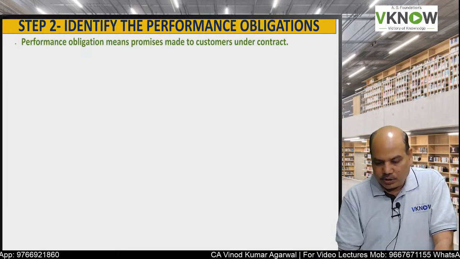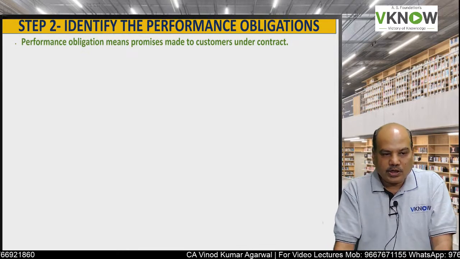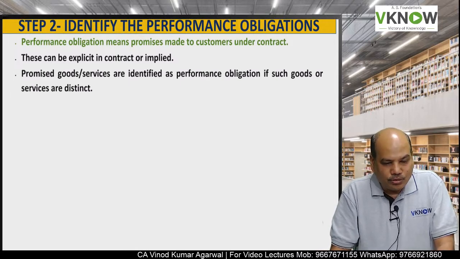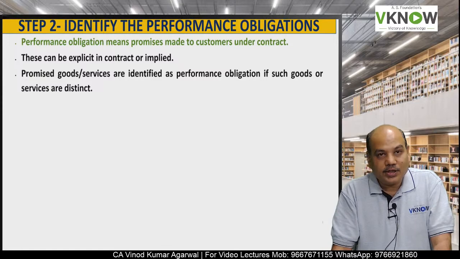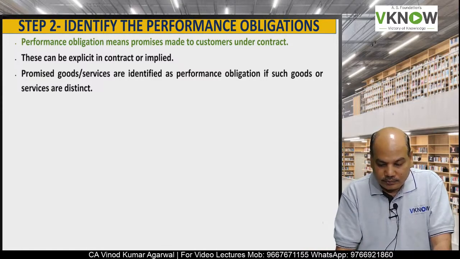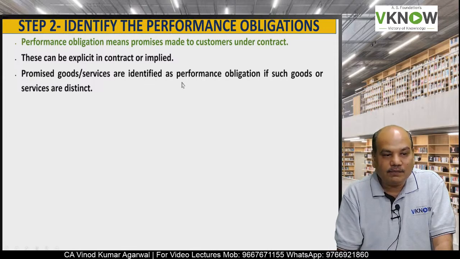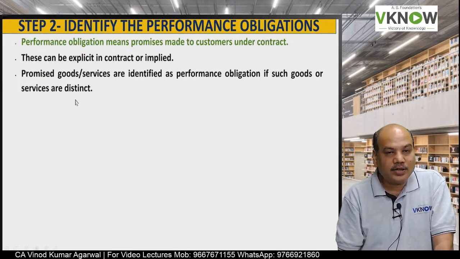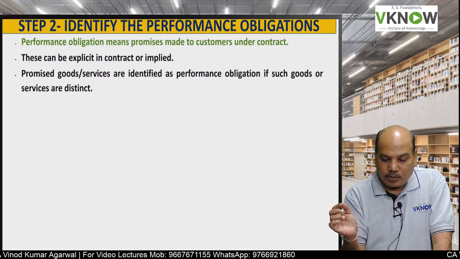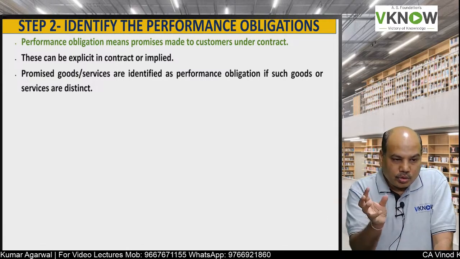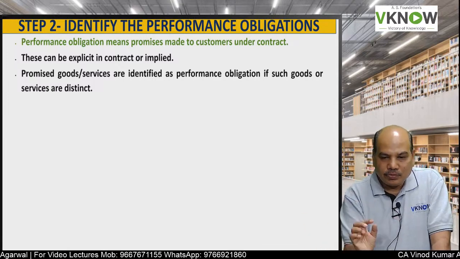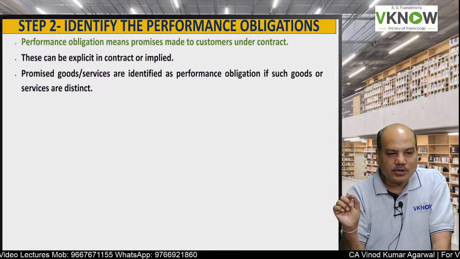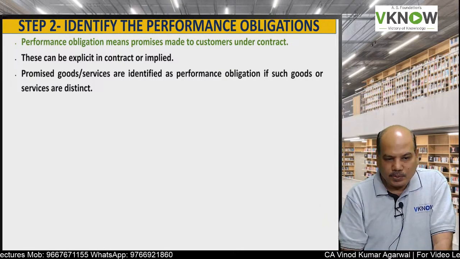So identify performance obligation. Performance obligation means a promise made to the customer under the contract. What are the promises we have made to you? The promises made can be explicit or implied. Promised goods and services are identified as performance obligations if such goods and services are distinct. So very important, the performance obligation will depend on when goods and services are distinct. Sale of car is one performance obligation, warranty is another performance obligation, after sale service is another performance obligation.